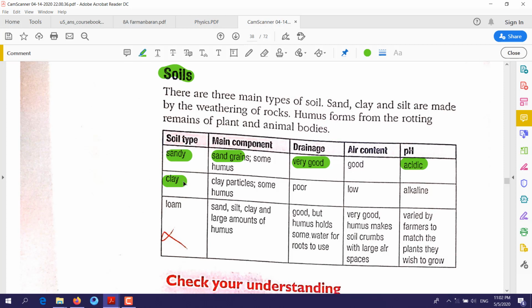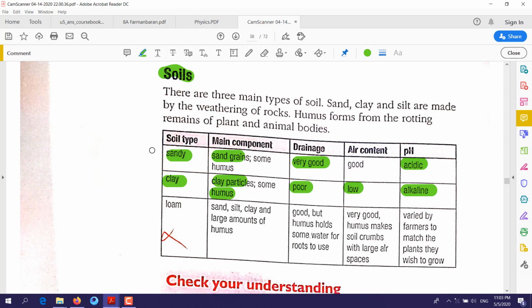Now, the second kind of soil, which is clay. Clay is made up of clay particles and humus. Drainage is poor. This kind of soil, if you put water in it, what will happen? It will keep the water in it. So the water will not pass through it. It will not drain through it. Why? Because the particles are small and close to each other, so there is no air space between them. So how will the air content be? It will be low. How is the pH of it? It's alkaline.